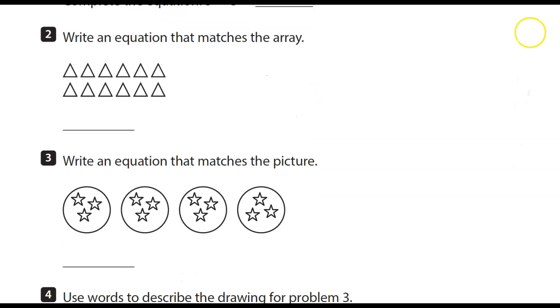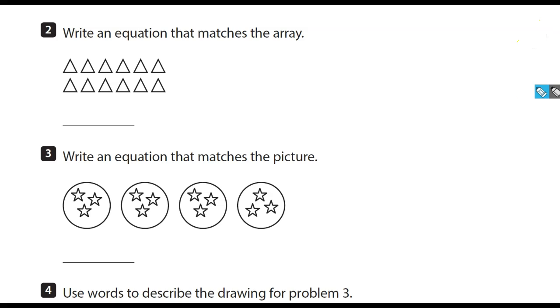Now number 2 says write the equation, right? So how do I write my equation? I need 2 factors with what sign? Addition, subtraction, multiplication, or division? Multiplication. Okay. So I need a factor times another factor equals my product. Product is the answer to a multiplication equation.